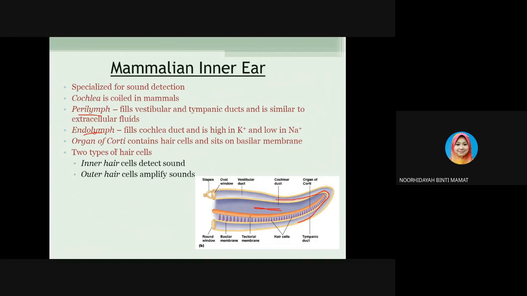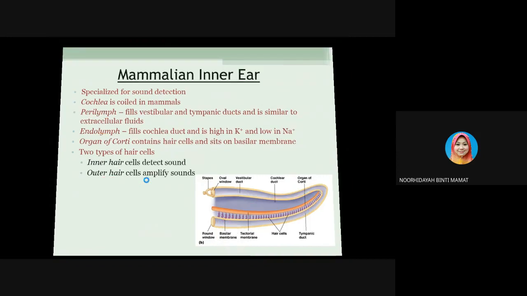So the organ of Corti here contains the hair cells and sits on the basilar membrane. They have two types of cells: the inner hair cells and the outer hair cells. The inner hair cells function in detection of the sounds, while the outer hair cells function in amplifying the sound.